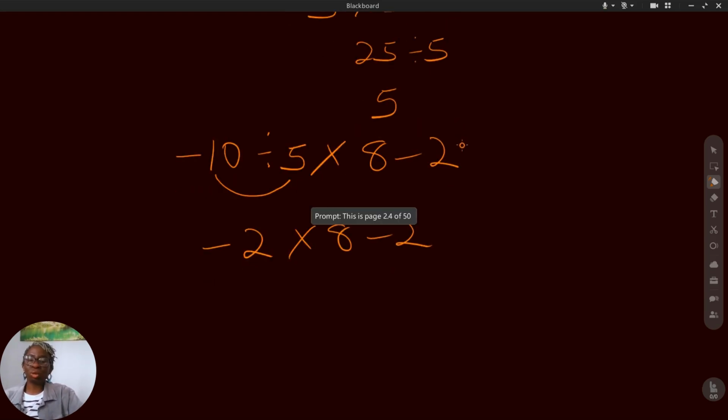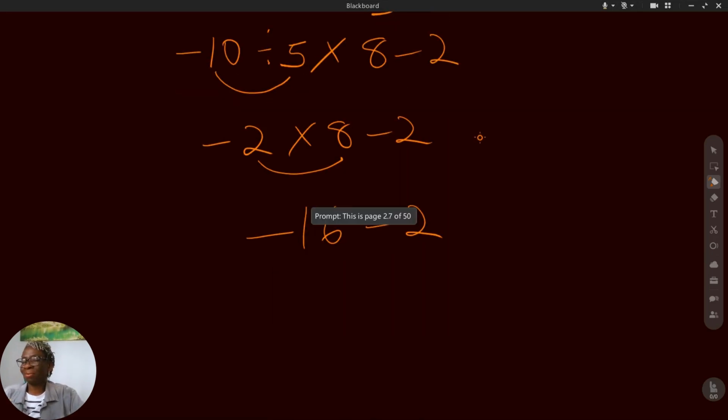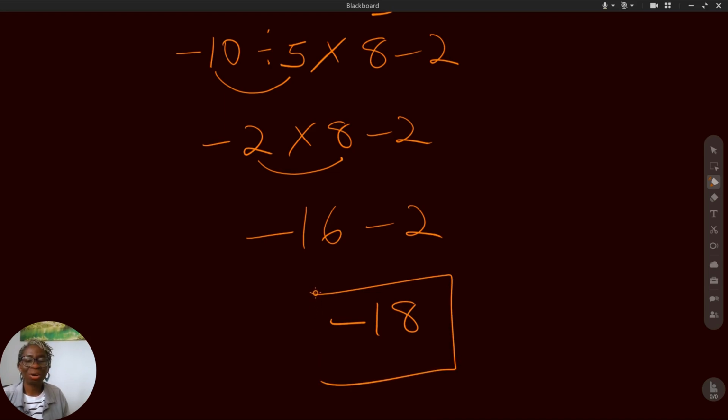The next thing is to multiply. So we have -2 times 8, and this is -16. So we have -16 and then -2. Now it has been simplified. -16 minus 2, this becomes -18. And this is the correct answer.